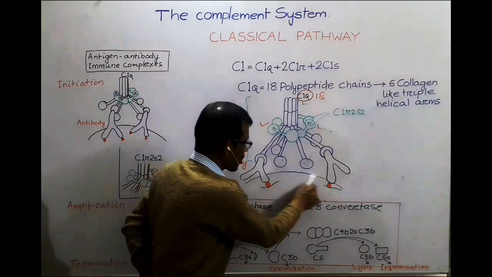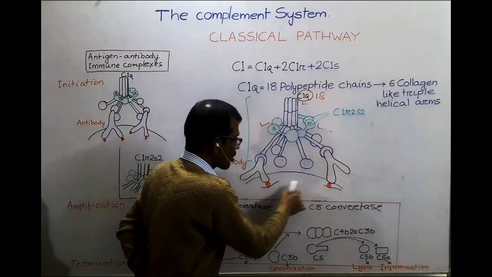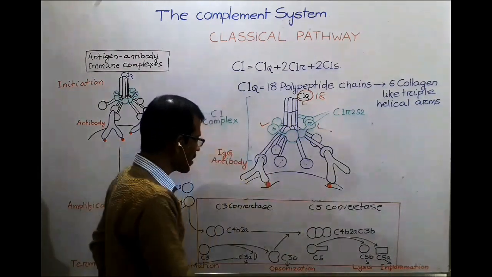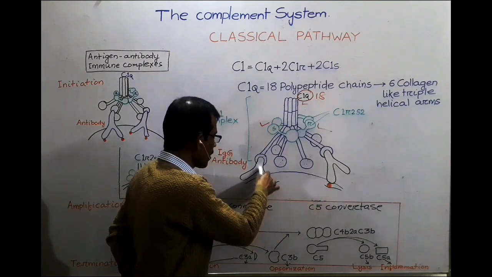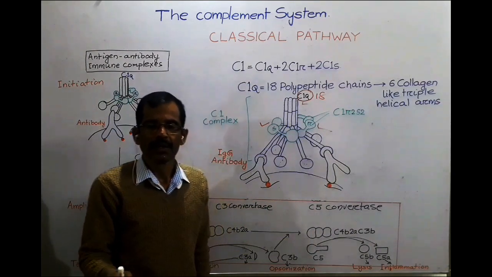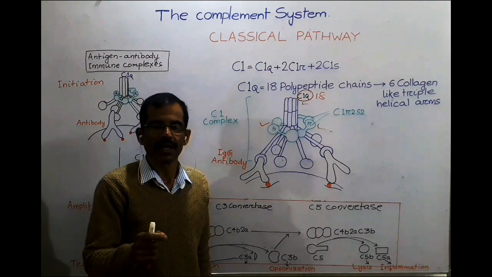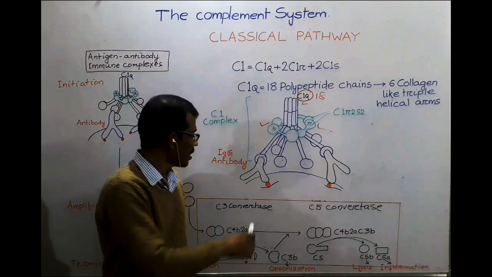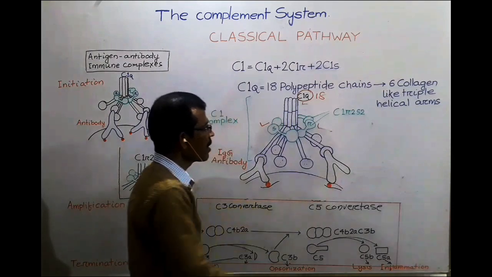This is the surface of a pathogen. These are the antigenic determinants, and these are the two IgG antibodies that have bound with the antigenic determinants to form an antigen-antibody complex. As already mentioned, the classical pathway of complement activation is considered part of the adaptive immune response because it begins with the formation of antigen-antibody complex.